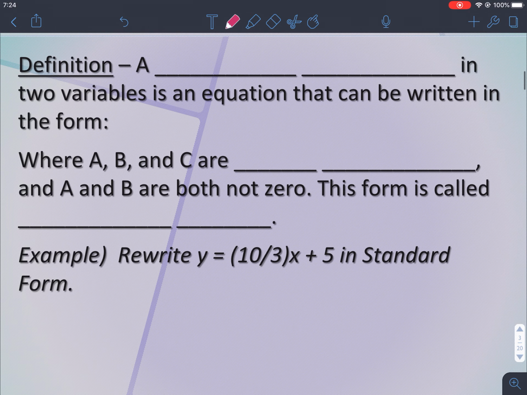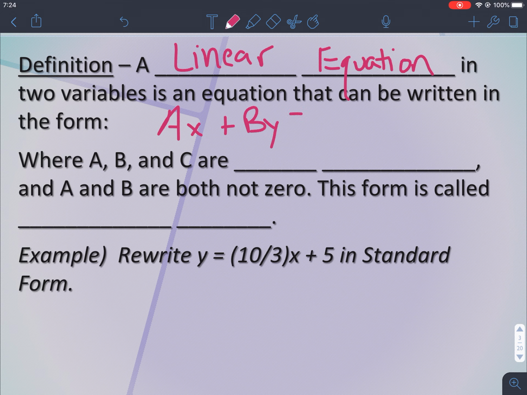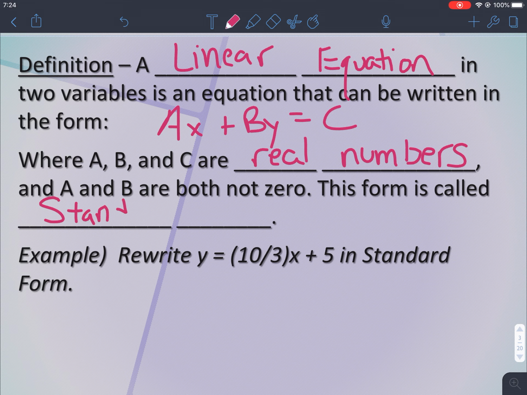So, a linear equation in two variables is an equation that can be written in the form ax plus by equals c, where a, b, and c are numbers. A and b are both not zero. This form is called standard form.